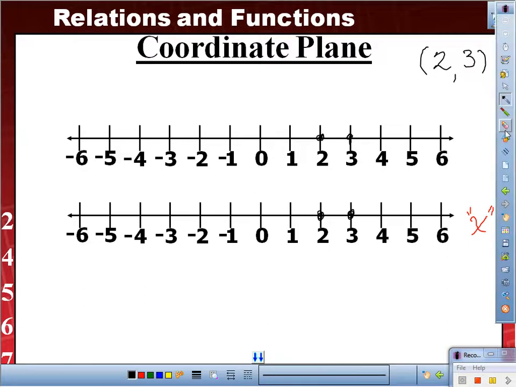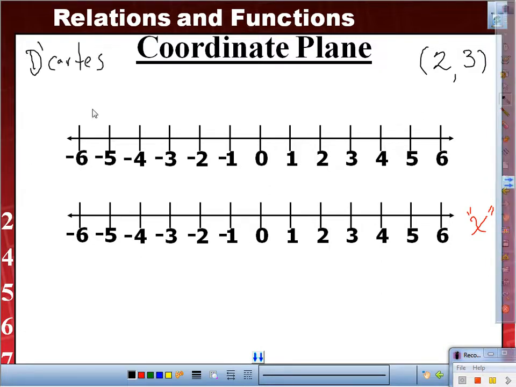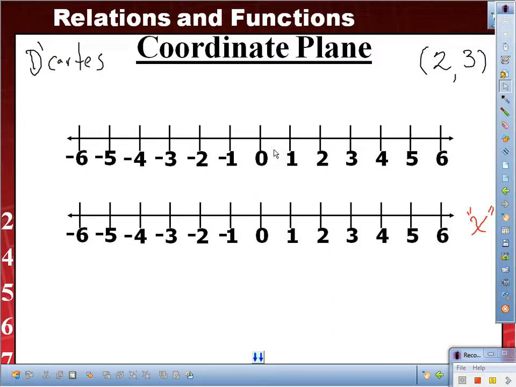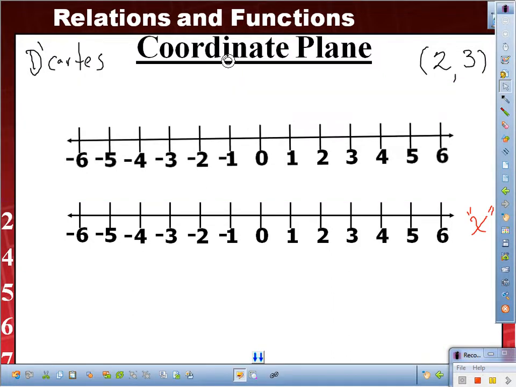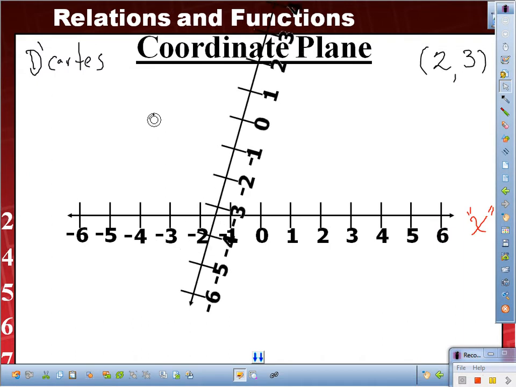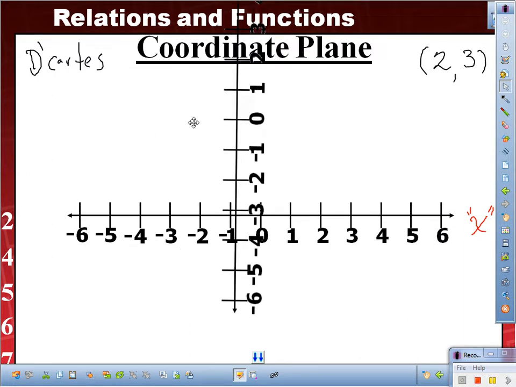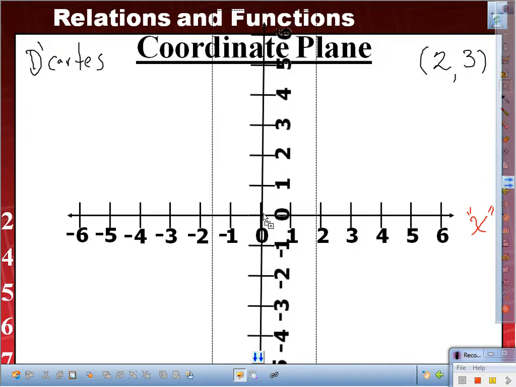2. Well, guess what? Some time back, there was a French mathematician, and his name was Descartes. And he said, if I want to plot more than one value, to make it 2 values, and I use 2 lines so that people don't get confused, I'm going to do this. Look up. Who's seen that before? And that's how we get our coordinate plane.